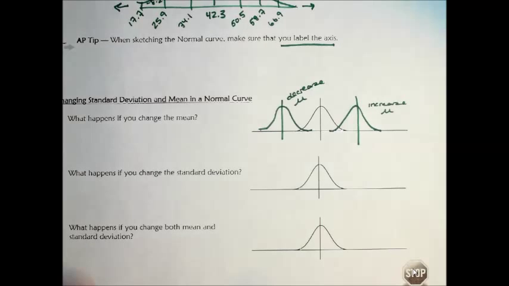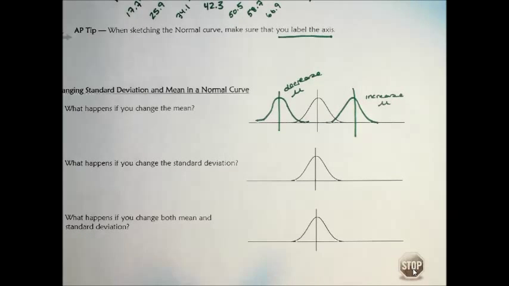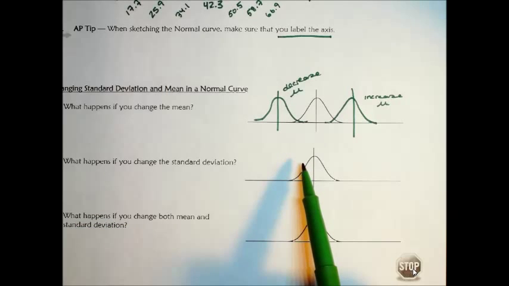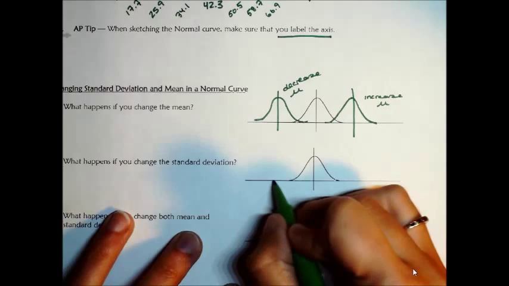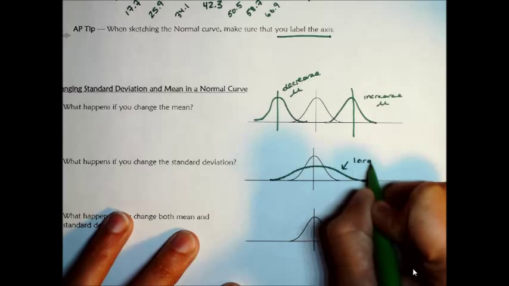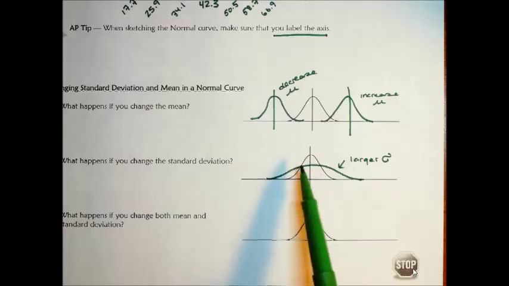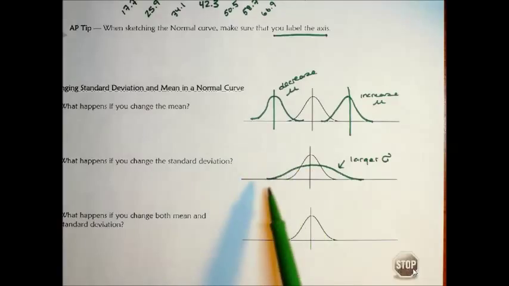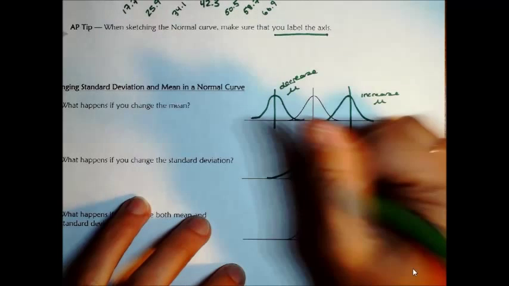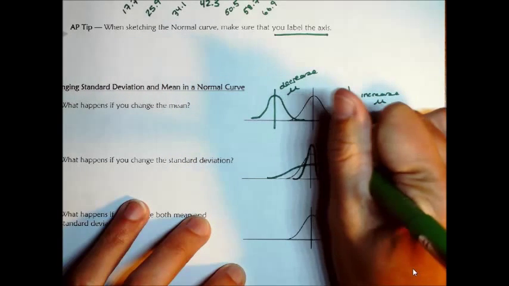What happens if you change the standard deviation? Well, standard deviation tells us how spread apart the data is. So if you change the standard deviation to something larger, you know that it's going to be less consistent or more spread out. So it would look something like this. The center stays the same. We're not changing the mean. We're just showing that the standard deviation is larger, which means that it's much more spread out. Consequently, if you have a smaller standard deviation, it's going to get much skinnier. This is what happens when you decrease. That means that the data is really close together.